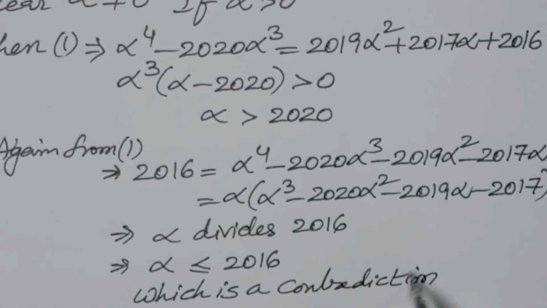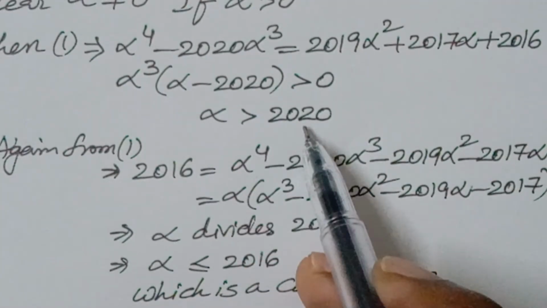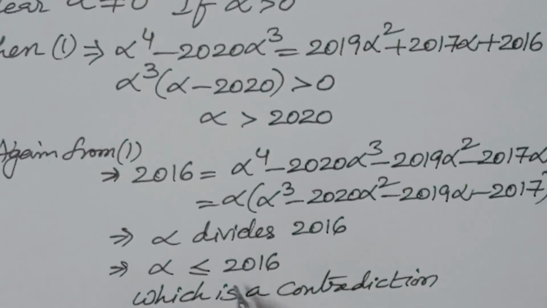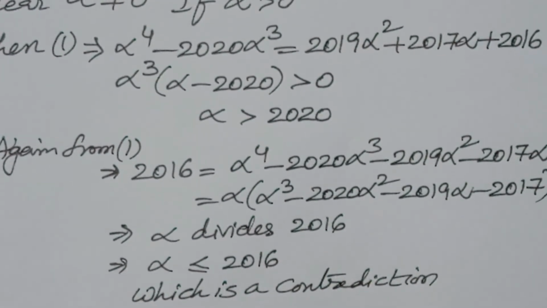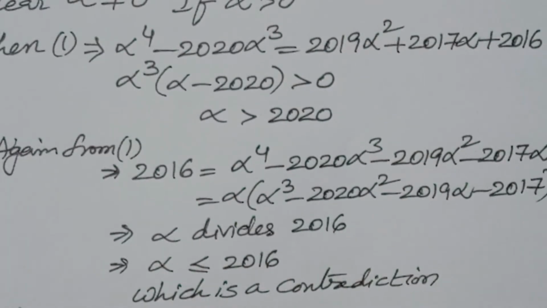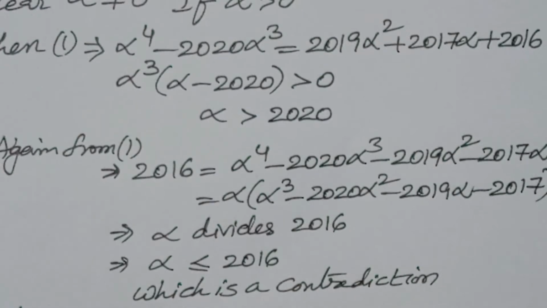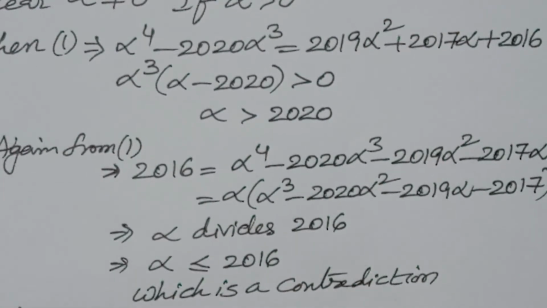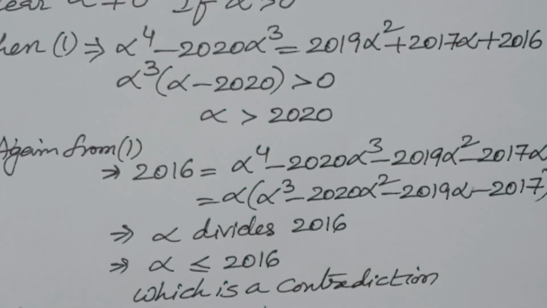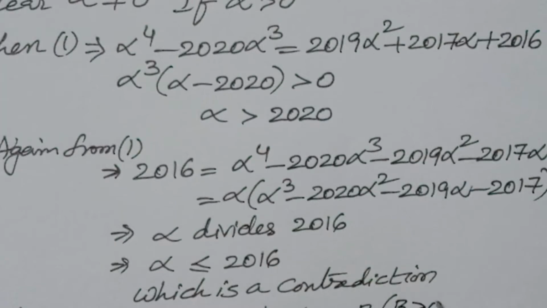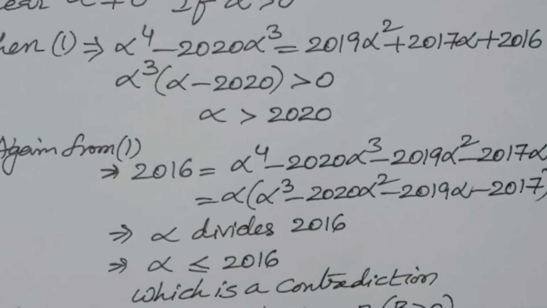Here you got alpha is greater than 2020. Here you got alpha is less than or equal to 2016. That is a contradiction. If you go to the second case, if alpha is less than 0, then you have to replace. You have to put alpha equal to -beta, where beta is greater than 0.